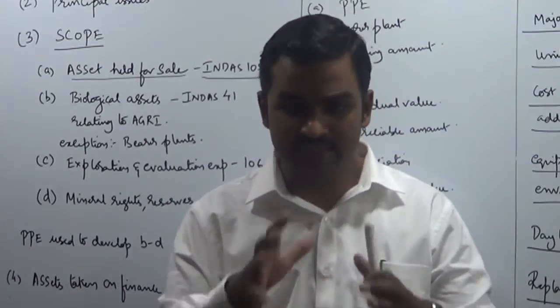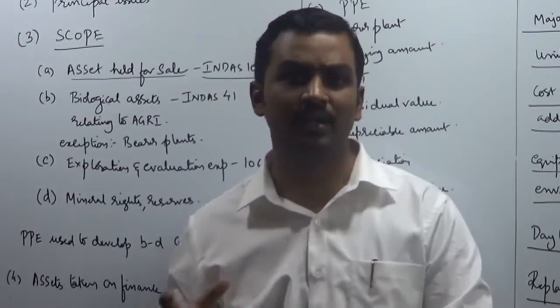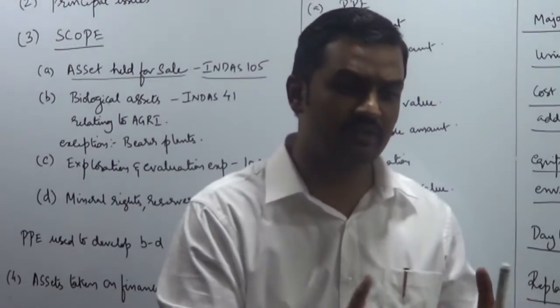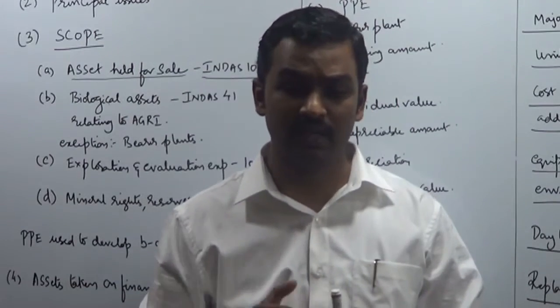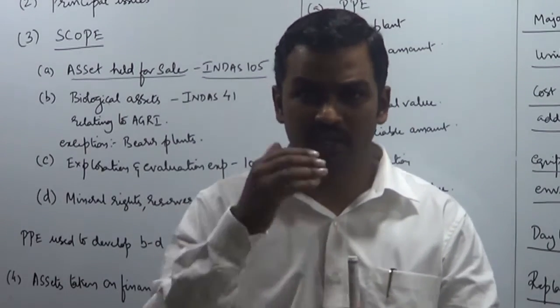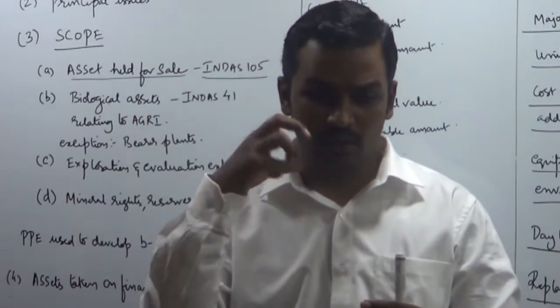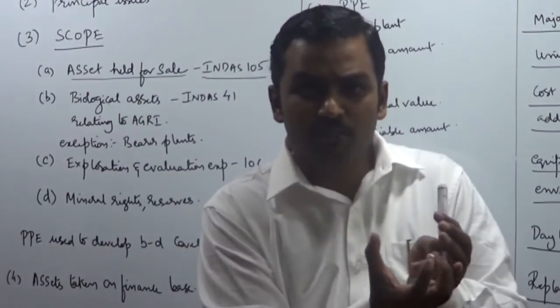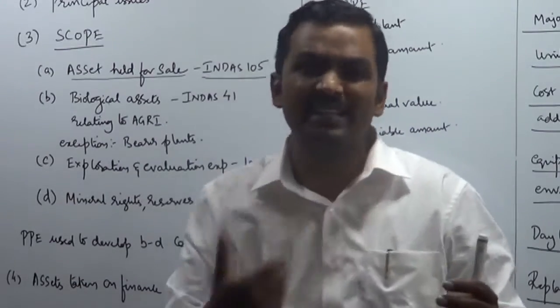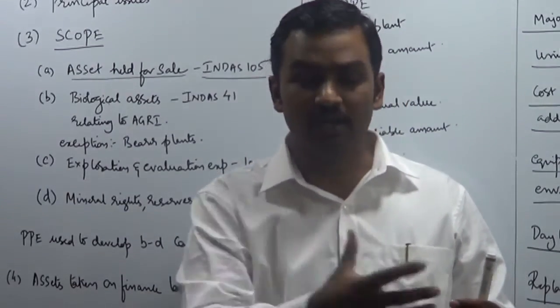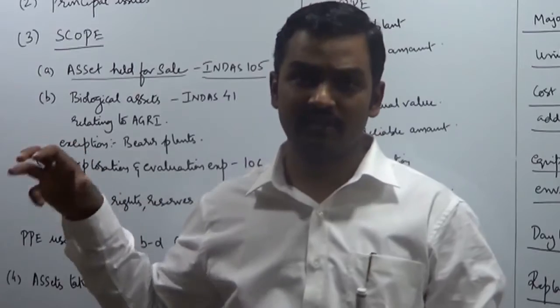That means there is an asset, it may be a machinery, it may be an equipment, or it may be a building which I am using for my business purpose, and the management has decided to recover the carrying amount principally by selling it. That means whatever cost I have incurred or whatever is the book value right now, I want to recover it by selling it, not by using it. So such assets are called assets held for sale.